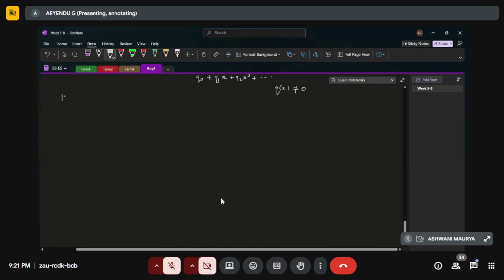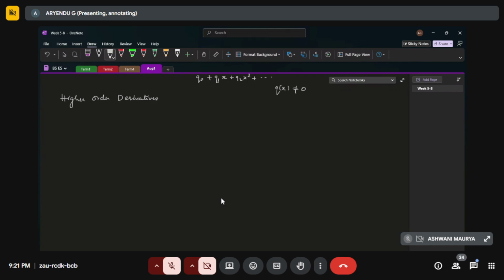So we also have to look at higher order derivatives in this week's lectures, where you have a derivative for a function f of x is equal to 1 by x. If you take the higher order derivative, the first order derivative is minus 1 by x square. And then if you take the second order, it will give you plus 2 by x cube. And so on, it will go to higher order levels.